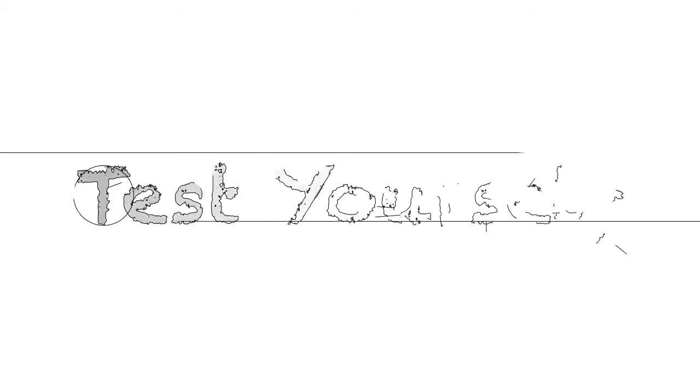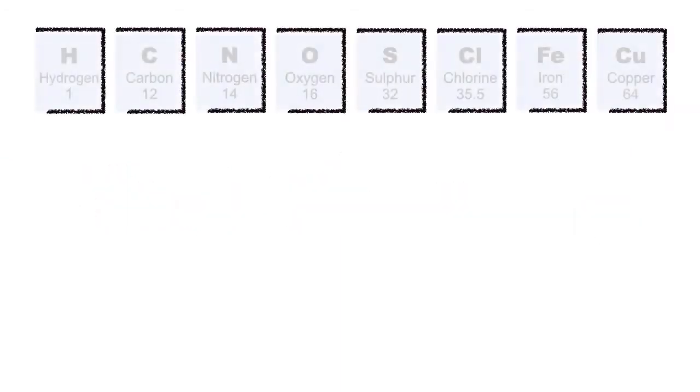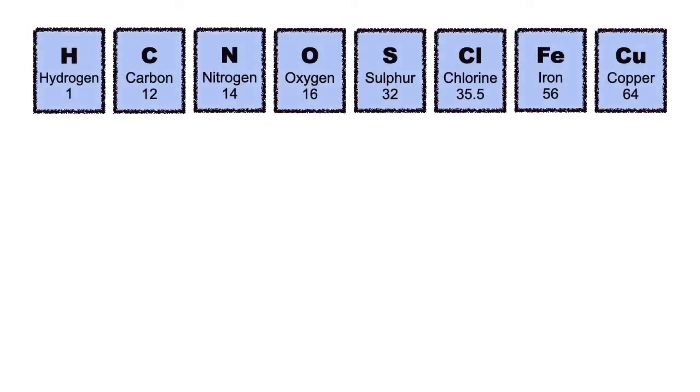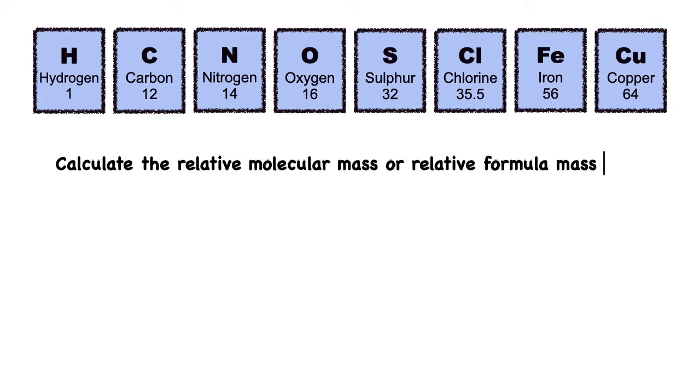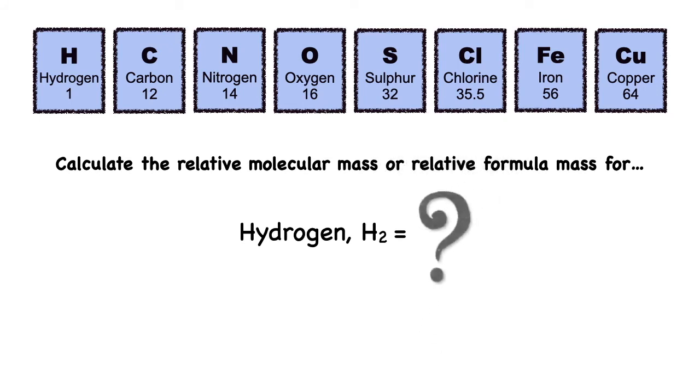So now let's do some exercises. Okay, get ready with your calculator. Here are some elements with their relative atomic mass. What you have to do is calculate the relative molecular mass or relative formula mass for hydrogen, H2. The relative atomic mass for hydrogen is 1. So the answer is 2 times 1 equals 2.